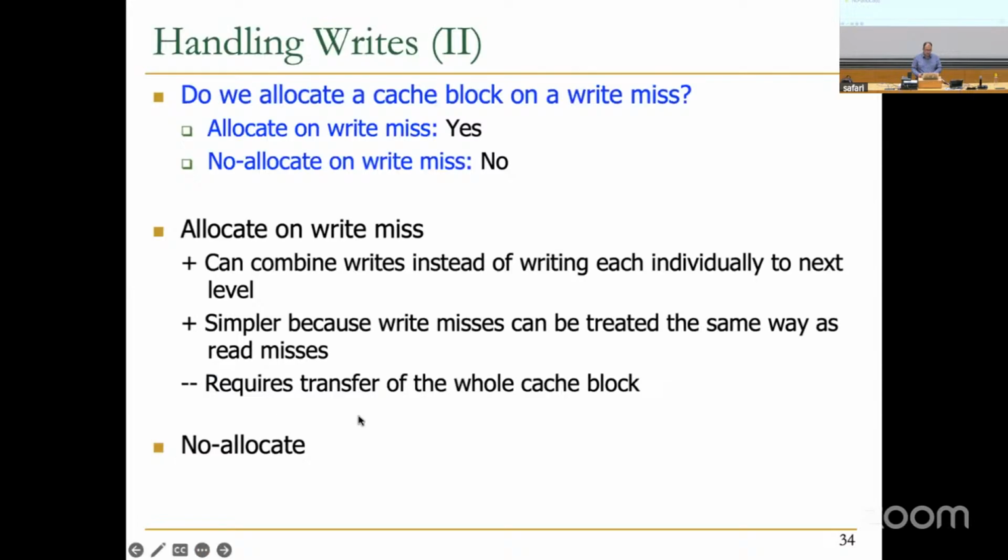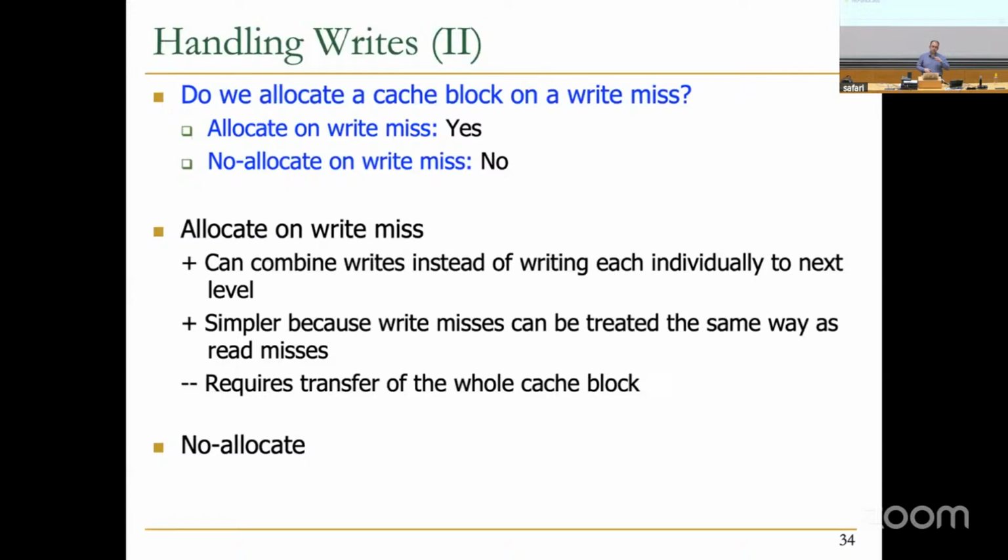But that requires transfer of the whole cache block. That might not be useful. Maybe you only want to update 1 byte in that cache block. So why are you loading the whole cache block to your L1 in order to update it, especially when you don't want to use that block a lot? So again, it depends on your access pattern. If you update a block and then you're also going to read from that block a lot, then allocate on write miss makes sense.